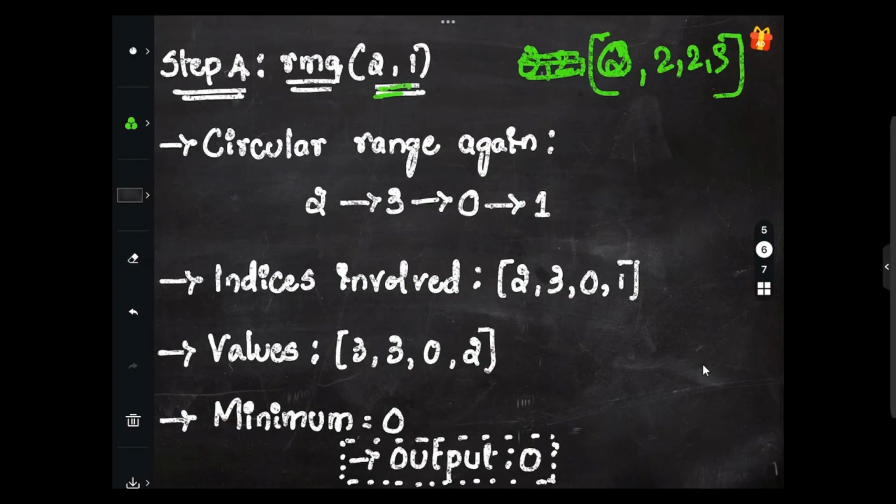Yeah, one second. So here we have the range minimum query of 2 comma 1, right? So 2 comma 1 means index 2 and index 1 we have to consider. Both are having the value 2, basically. So which indices are allowed here? Why have we considered 2, 3, 0, 1?